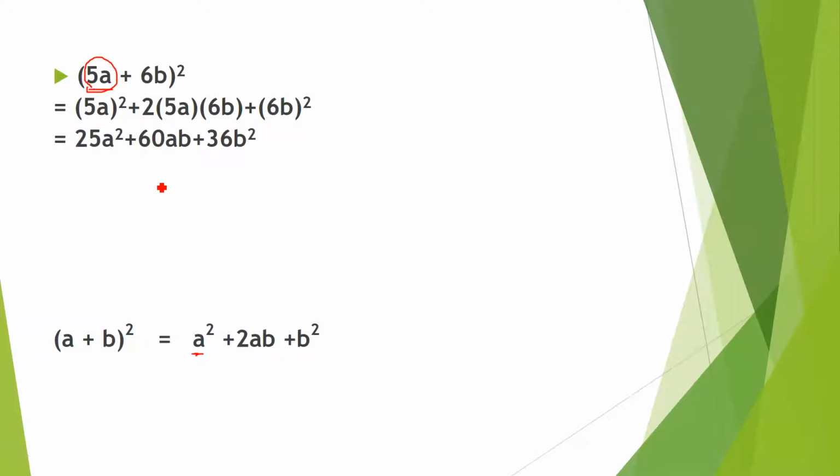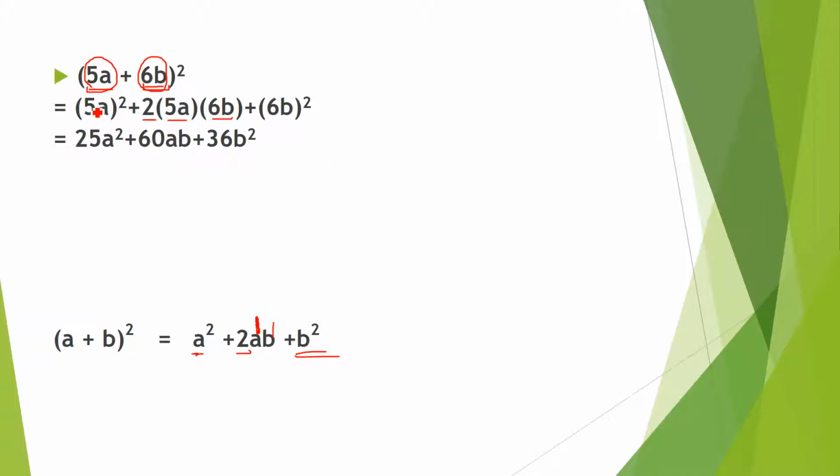So a square is (5a) square, plus 2. Instead of a, now you do not have to make the square, because in the formula it is 2ab. Instead of a, we have 5a, and for b, we have 6b. And then plus b square. Instead of b, we have (6b) whole square. Again, do not make the square of only b. This is complete. Right, now we will do multiplication.